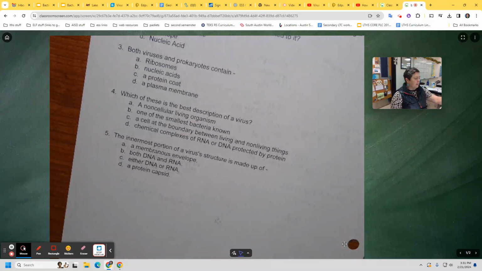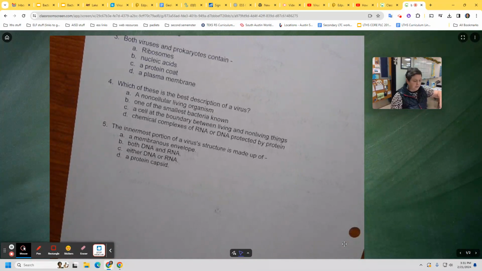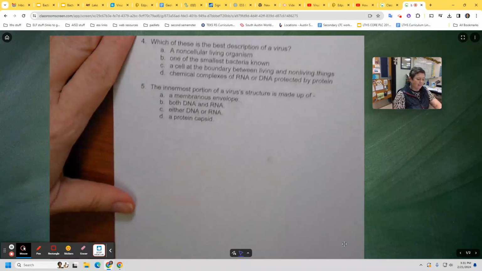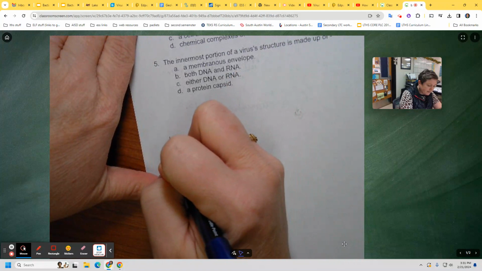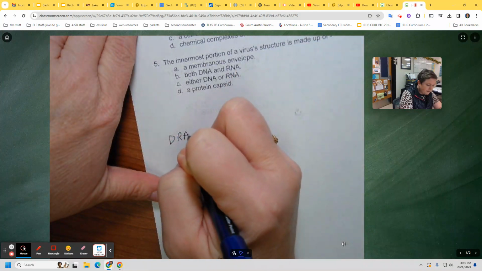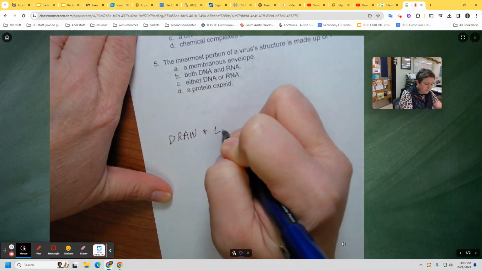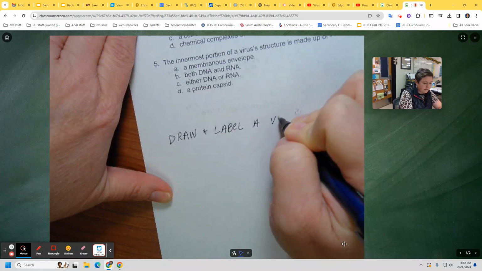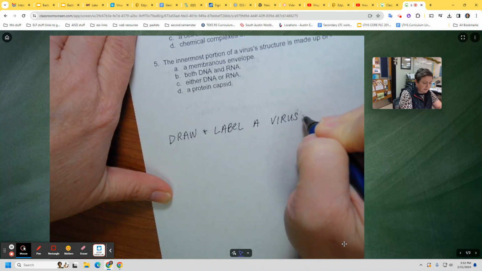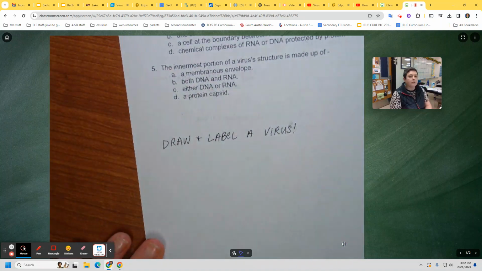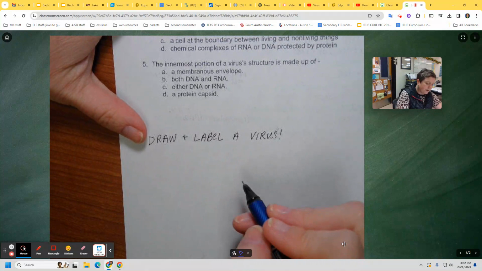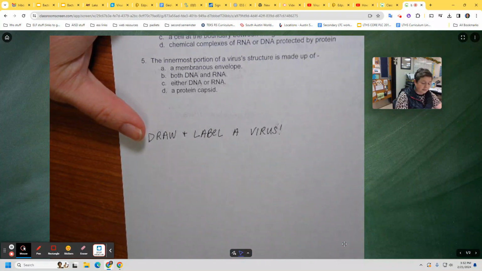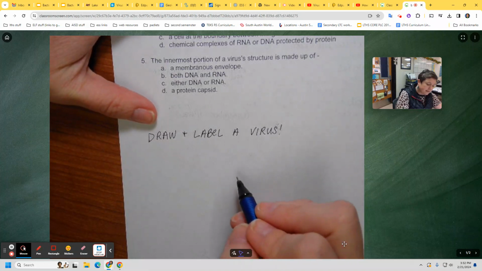Okay, y'all, this is something I don't do very often, but we're going to draw. We're going to draw and label a virus. Okay, so the first thing we're going to do here, and remember guys, this is your notes. It doesn't have to be perfect. I know some of us really want it to be, but it doesn't have to be.